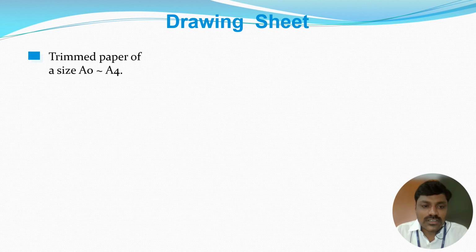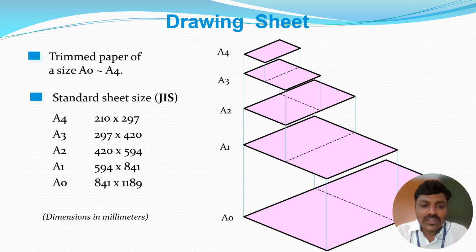The drawing sheet trimmed shape is A4 size. A4 size is this shape, and depending on the standard sizes there are A0, A1, and so on. Starting from A0 to A4, the sizes vary. Most often, A2 sheets are used as the drawing sheets for our engineering drawing.